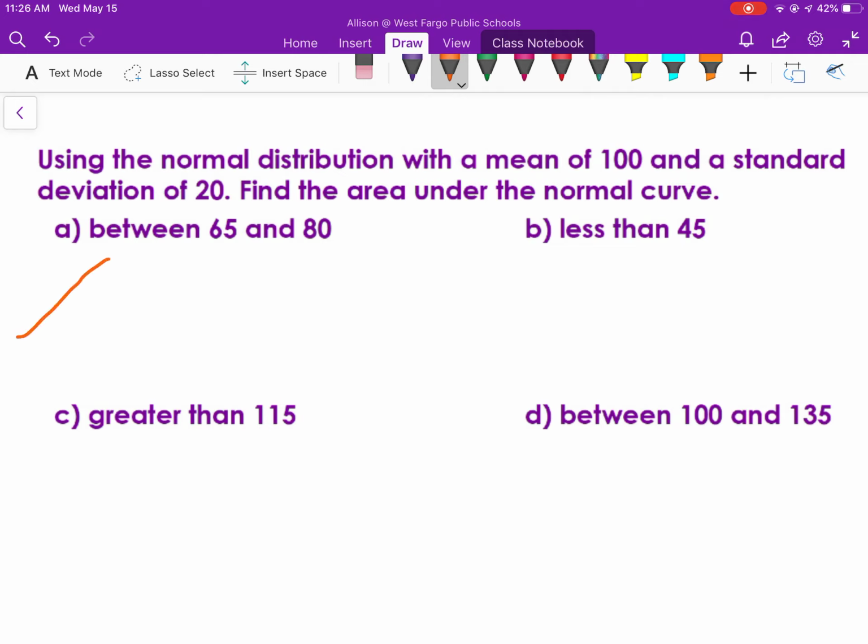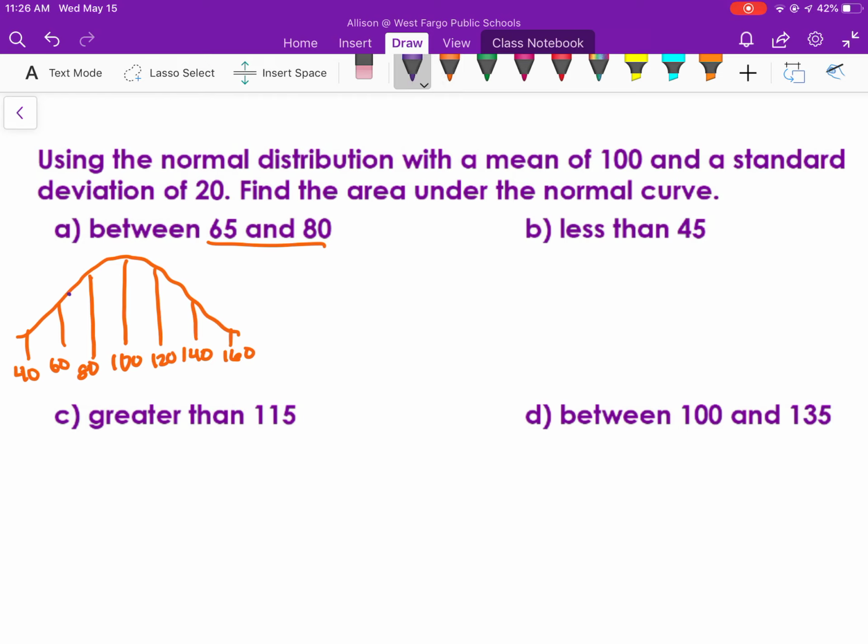So I'm going to sketch the normal curve, and I'm going to show you what this is going to look like. So I have an average of 100 and a standard deviation of 20. So I'm going to have 120, 140, 160, and then I have 80, 60, and 40. And I want between 65 and 80. So just this little piece. So it should be less than 13.5%. So just a little piece there.